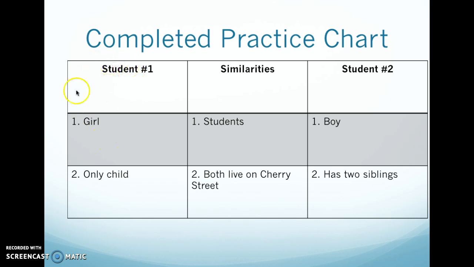So let's just say student one was a girl and two was a boy. So for student one, I would put girl, and student two, I would put boy. And then for the similarities, I put they are both students. And then let's say for student one, she was an only child, where student two has two siblings. So those would go in their respective columns. And then let's just say for a similarity, they both live on Cherry Street.